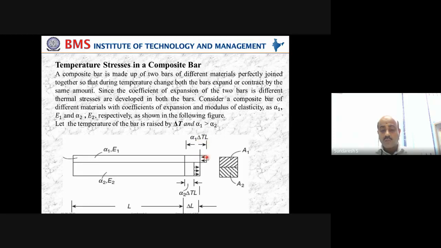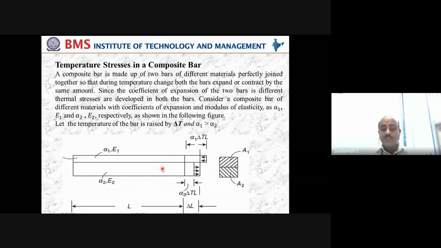See, look at the arrow marks over here. In material 1, the arrow marks are from right to left. Right to left means it will be pulled back. It has been pulled back so that the amount of free expansion will remain the same, delta L. So once it has been pulled back, the nature of stresses induced in material 1 will be compressive in nature.